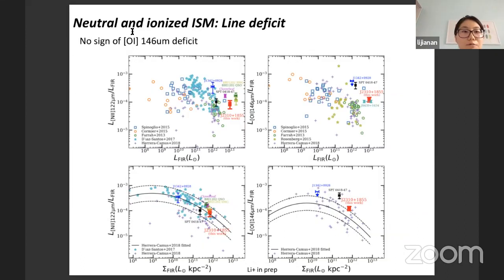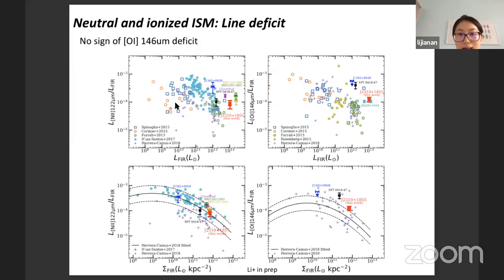And then I will introduce the neutral and ionized ISM observations. There are many observations of the nitrogen-2 122 micron line and also the oxygen-1 145 and oxygen-3 88 micron lines, which probe the neutral gas and the ionized gas. So the y-axis is the line to far infrared ratio, and the x-axis includes the far infrared luminosity for these two panels, and the far infrared surface brightness for these lower two panels.